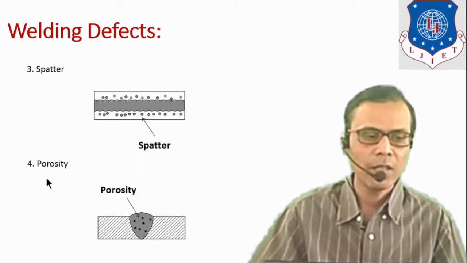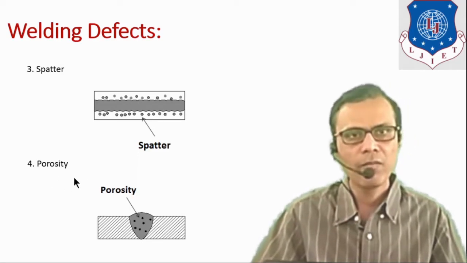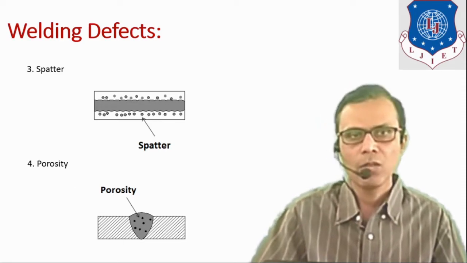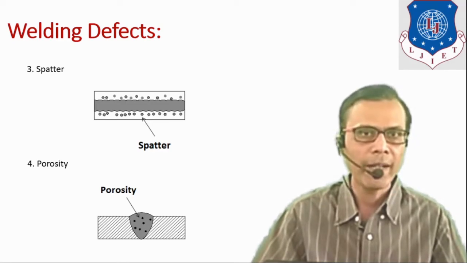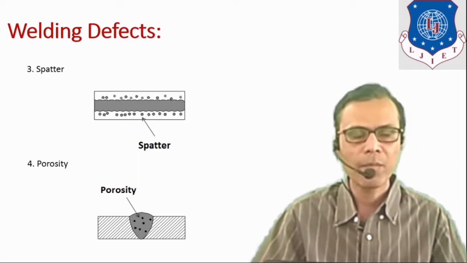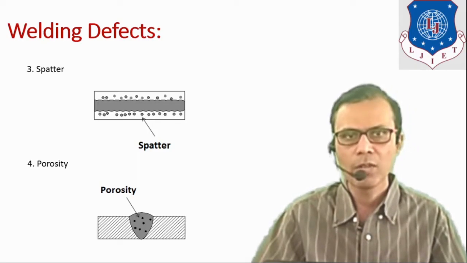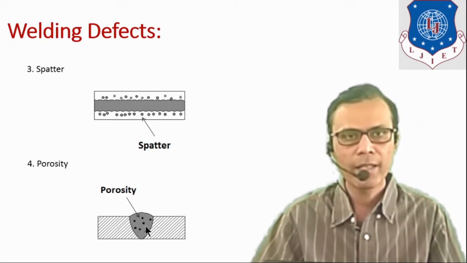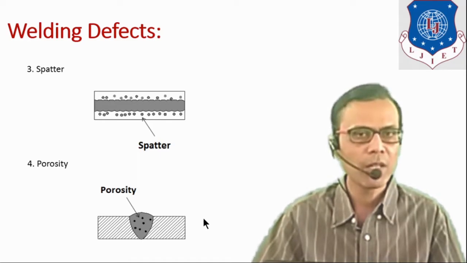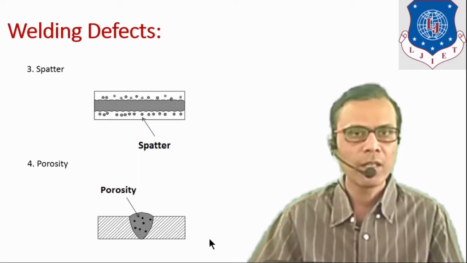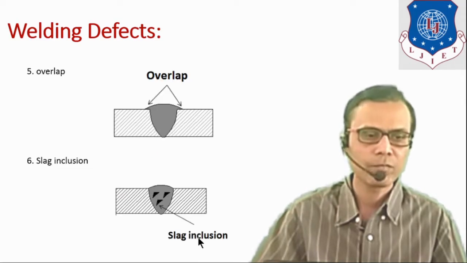Next defect is porosity. When we are doing the welding process, there are chances of gas bubble entrapping. If any gas bubbles get entrapped in the welding zone, then it will result in porosity, because when gas releases from the gas bubbles, it will leave some porosity. So this type of defect will result in reduced strength of the joint.